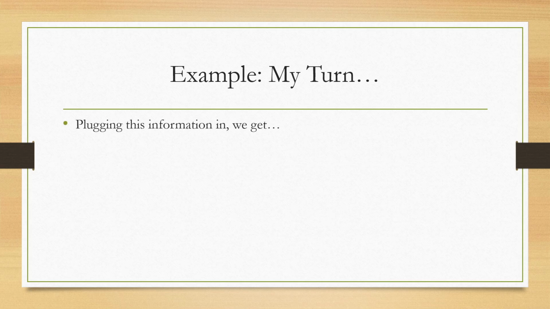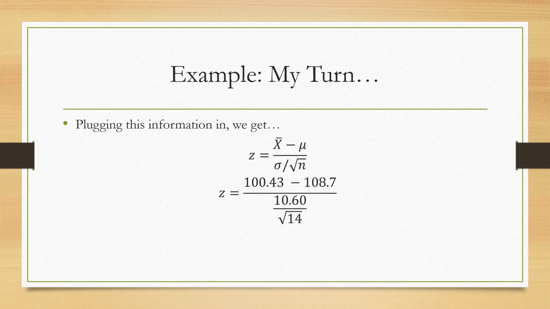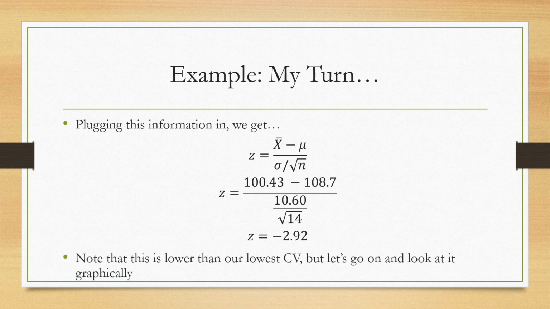All right, so when we plug this information in, again, this is our formula. We filled out where we found these values. Remember mu, the null hypothesis, X bar, sigma, or the sample standard deviation S, and N all came from data. We plug these into the formula and we get our test statistic is negative 2.92. So if we remember what our critical values were, plus or minus 1.645, we can see that this negative 2.92 is lower than the lowest critical value.